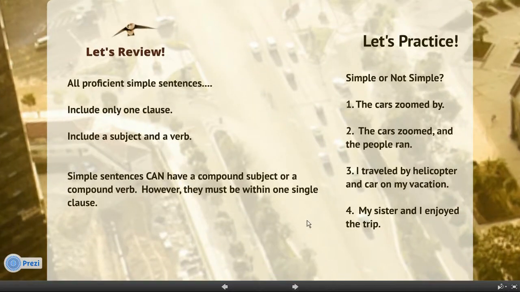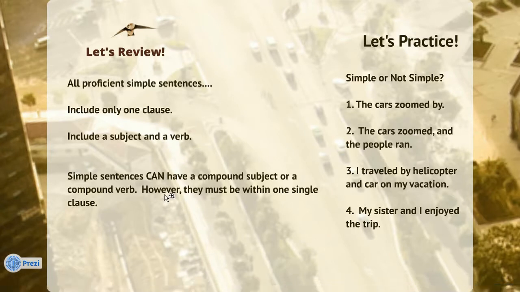So let's review. All simple sentences have only one clause. That means they include a subject and a verb. They can have a compound subject or a compound verb. However, they must be within one single clause.